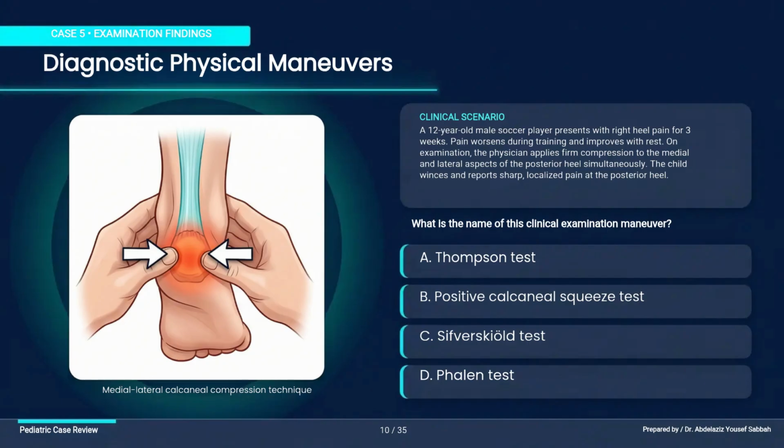On examination, the physician applies firm compression to the medial and lateral aspects of the posterior heel simultaneously. The child winces and reports sharp, localized pain at the posterior heel. What is the name of this clinical examination maneuver? Option A, Thompson test. Option B, positive calcaneal squeeze test. Option C, Silfverskiöld test. Option D, Phelan test.